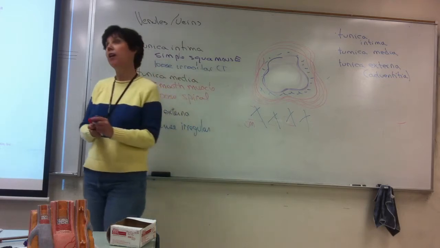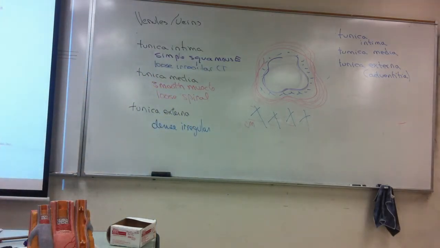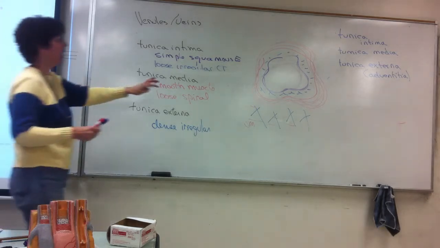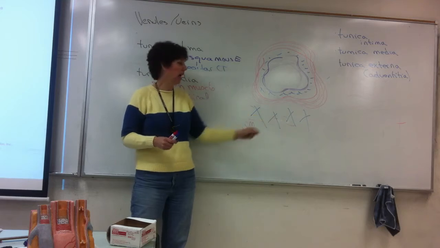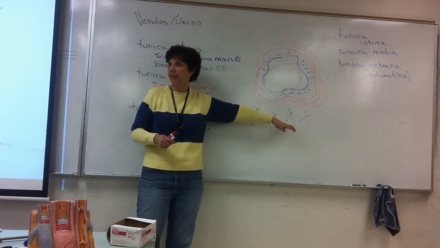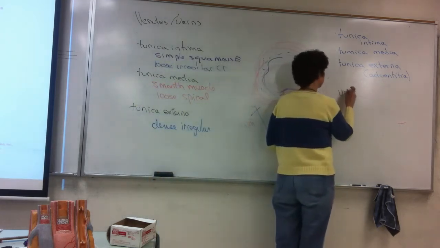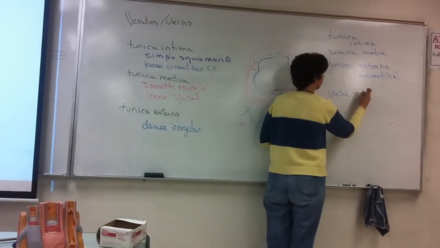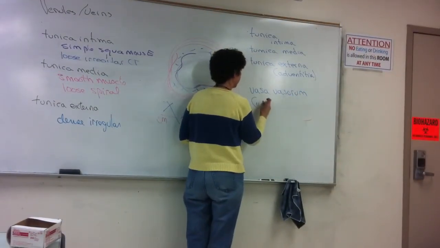In fact, the wall of these vessels could be so large that they have their own blood supply. It's too thick for diffusion to supply the outer walls. So when you look in here, you'll see small arterioles and capillaries, known as the vasa vasorum. Both are in large veins and arteries, and this just means vessels of the vessel.